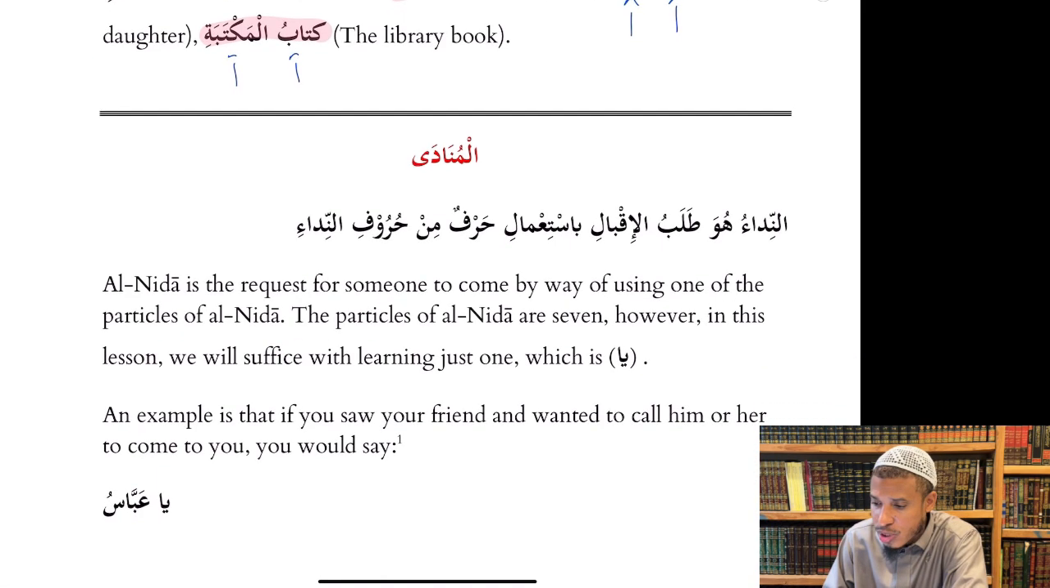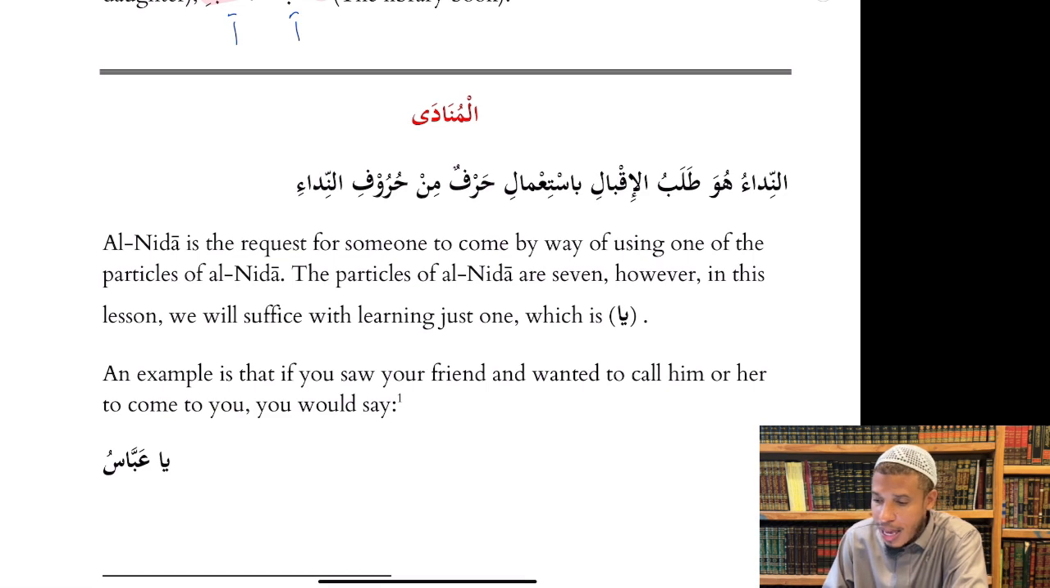Bi-idhnillahi ta'ala. The second principle is al-munada. So what is an-nida? النداء هو طلب الإقبال باستعمال حرف من حروف النداء. So النداء is the request for someone to come by using one of the particles of calling. The particles of النداء are 7. However, in this lesson, we'll suffice with using just one. Many of you already know it, which is ya. Ya. This is the harf nida.